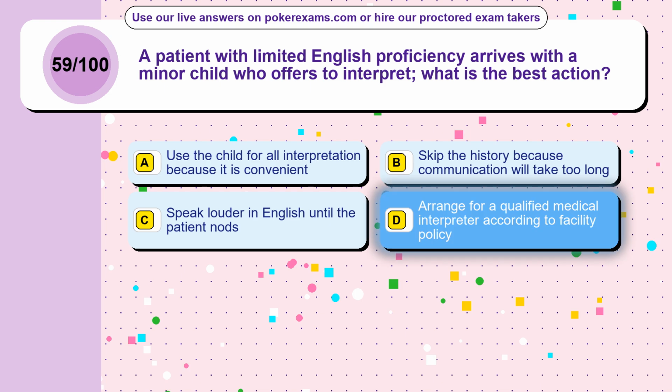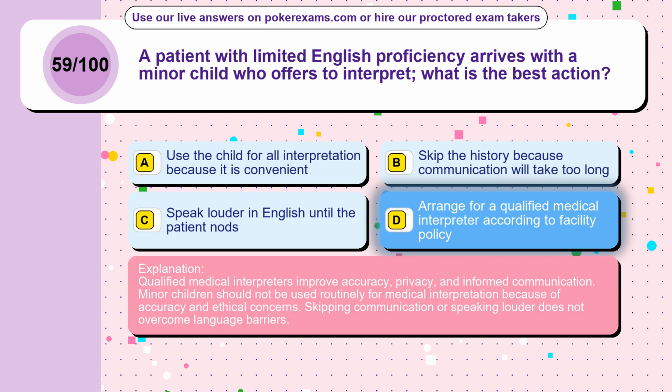The correct answer is option D. Arrange for a qualified medical interpreter according to facility policy. Qualified medical interpreters improve accuracy, privacy, and informed communication. Minor children should not be used routinely for medical interpretation because of accuracy and ethical concerns. Skipping communication or speaking louder does not overcome language barriers.